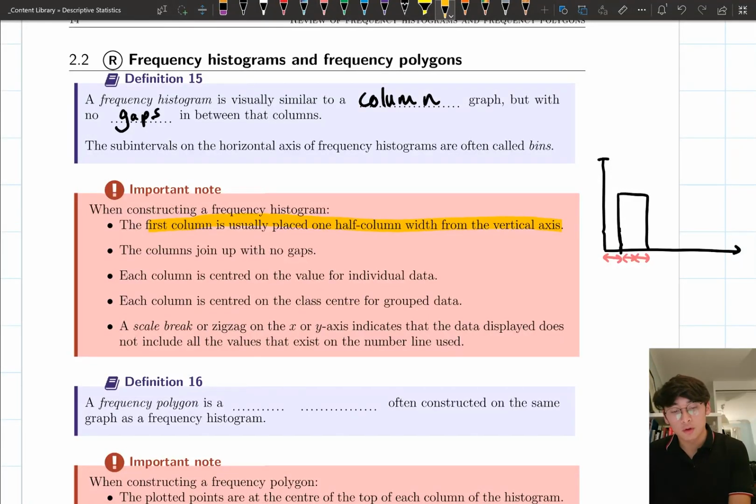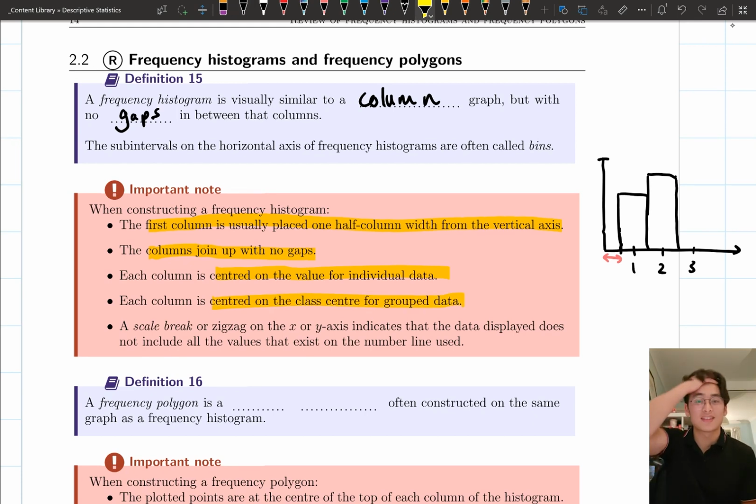The second bit, which we already mentioned, is that the columns join up with no gaps. When you draw each one of your columns, there's not going to be a single gap between them. The next point is each column is centered on the value for individual data. So what you're going to have here is you're going to put the center of each individual score here. So for example, you might have 1, 2, 3, and so on. Or you can also have it centered on a class center.